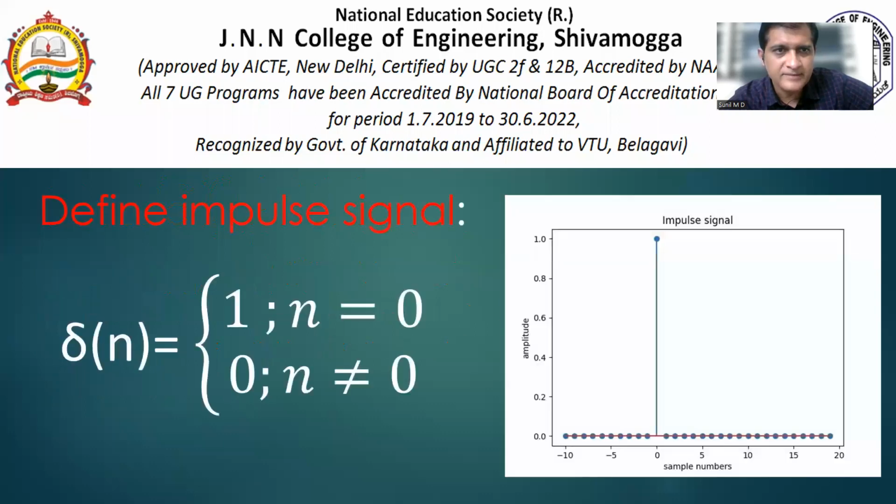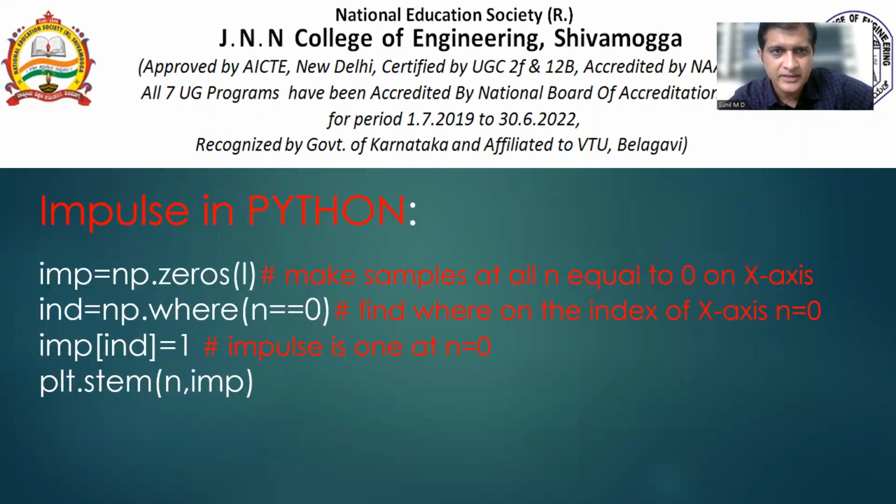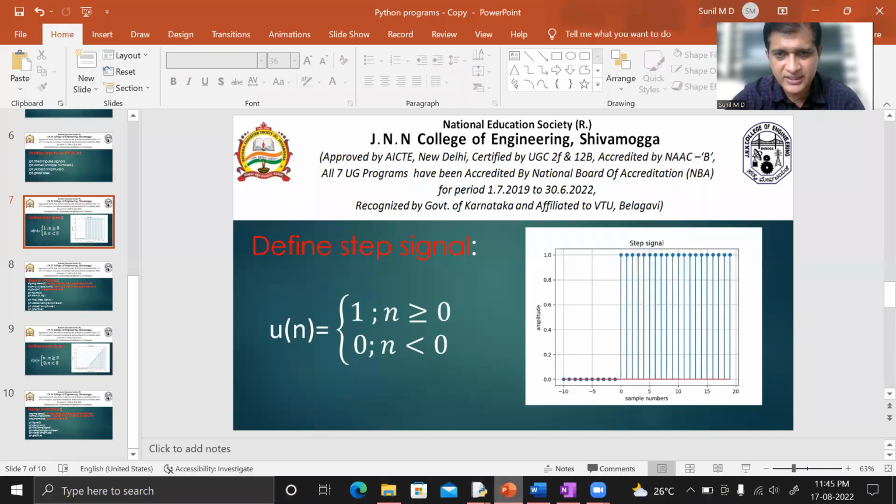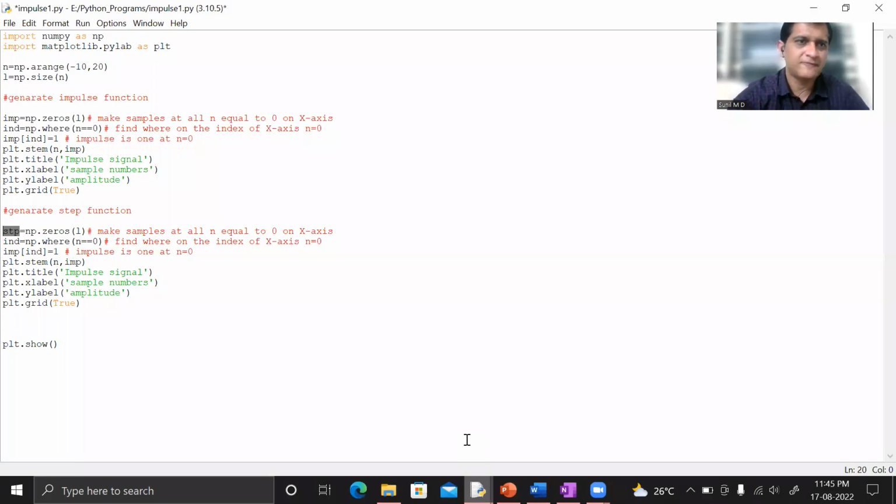Yeah, this is impulse for you. Fine. Next we have the step signal. The step signal here is not 1 only at n equal to 0, but it is 1 for n greater than or equal to 0. Right? So u of n is the step signal, which is 1 for n greater than or equal to 0, and it is 0 for n less than 0. Fine. So this is what we are trying to generate now. So let's see that in the platform. Fine. So this is step.